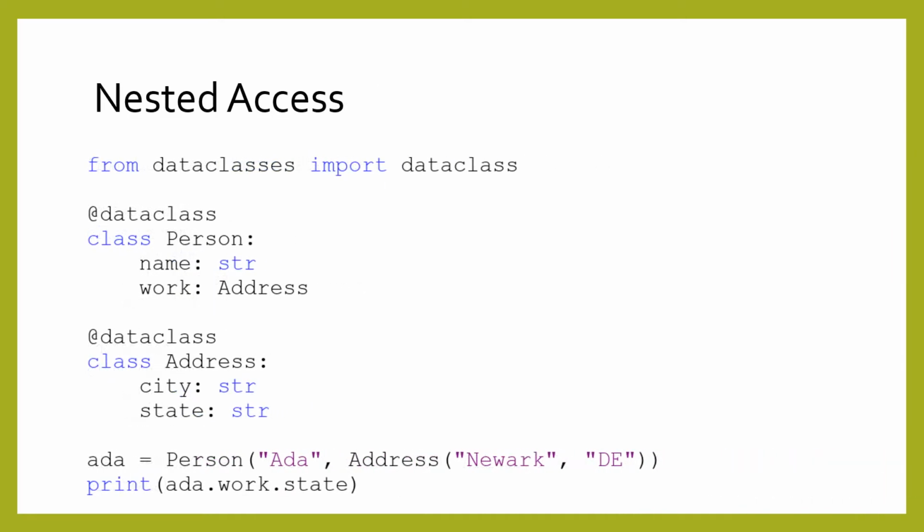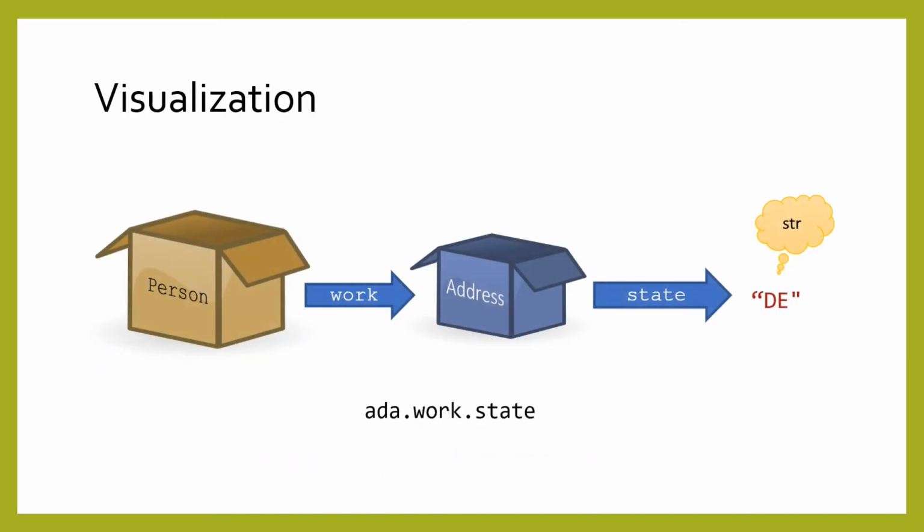When you have multiple levels of nested data classes, you still use attribute access to get data inside of the classes. However, you will have to chain the accesses together in order to get to the desired level. Imagine opening a box and finding another box inside, and then opening that box to find the value you are looking for. Each level of nested data class means another box.